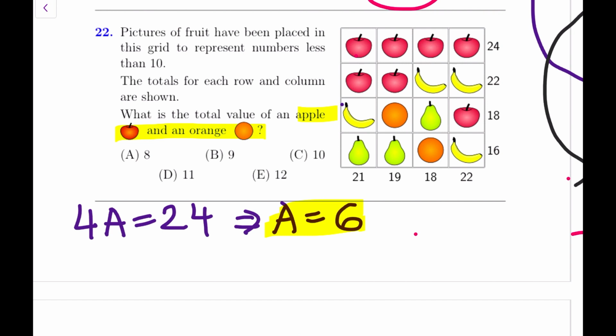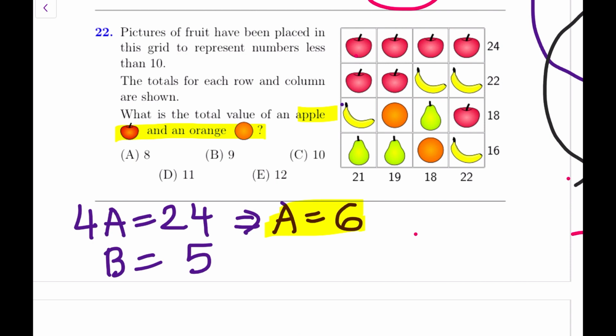Now let's look at which one will be the next easiest, and I can already spot that row number 2 will be the next easiest one because it just has apples and bananas. So I can find the value of bananas from there. 2 apples, I already know apple is 6, so 2 apples will be 12. 12 plus something will make it 22, so these bananas should be 10. 10 from 2 bananas means each banana equals 5. So we found the value of apple and the value of banana.